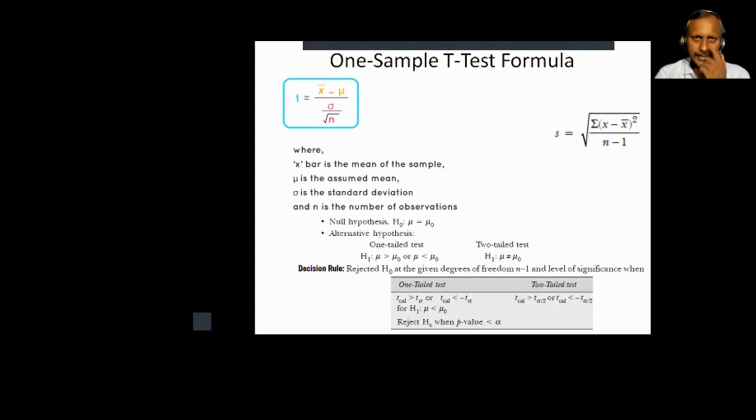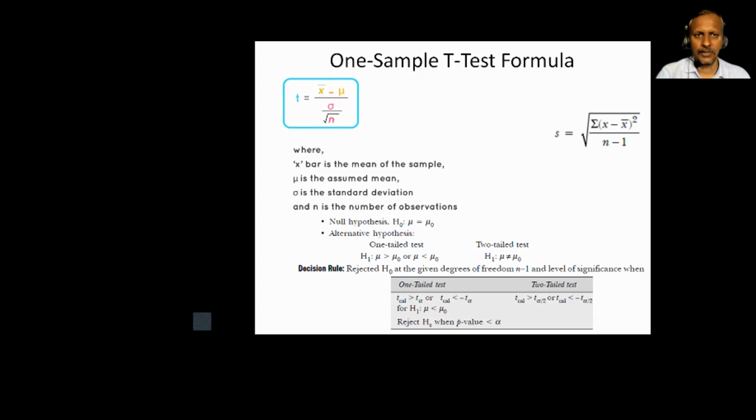One sample t-test can be calculated with this formula manually. Manually, it is t equal to x bar minus mu, whole divided by sigma, the standard deviation, divided by the square root of n. That is used when we are using the one sample t-test. And then how can S be calculated? S is calculated with the help of the summation of x minus x bar, whole square, divided by n minus 1. So S is nothing but the standard deviation.